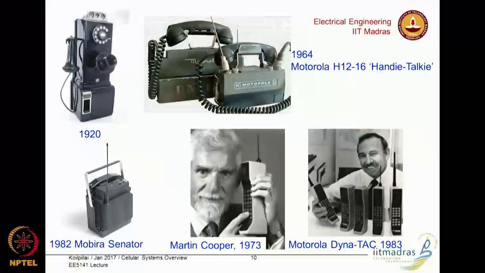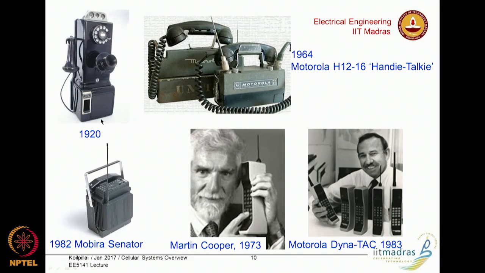The phone on the left, 1920, is a rotary phone, and that actually lived for more than 60 years. Even up to 1980, we had rotary phones. So that was a landline phone. The first sort of wireless phones were the ones that were used by the military. You can see an old military phone up there.